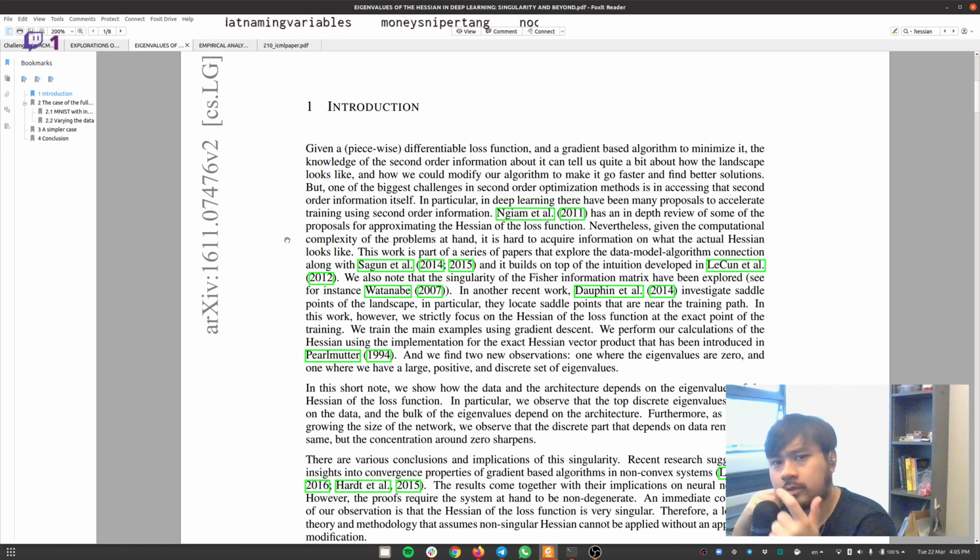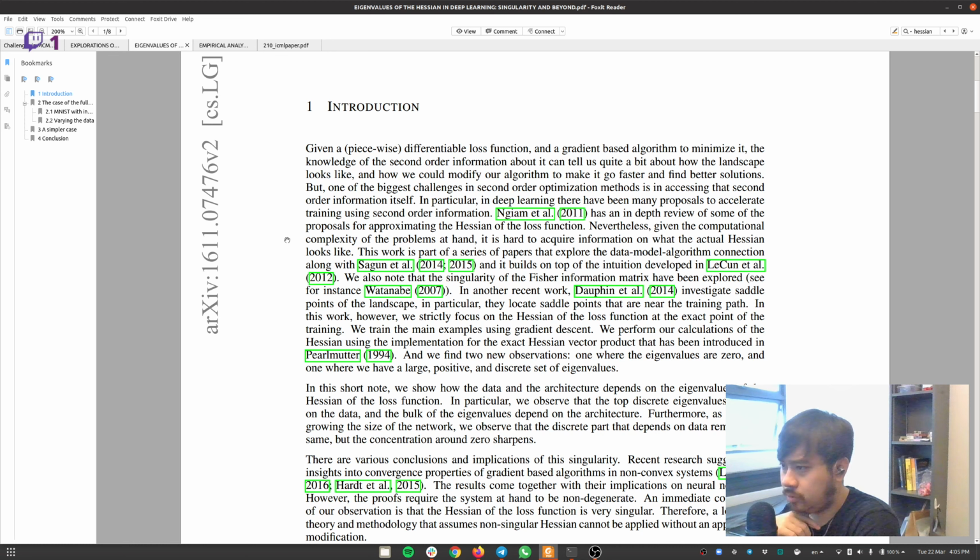Nevertheless, I figured in this work it might be important for me to get a very good approximation of the Hessian so that I can argue using it. But okay, we'll see. I know it's a hard thing to do, or rather, it could be super expensive. Given the computational complexity, it's hard to acquire information on what the actual Hessian looks like. This is part of the intuition. We also know that singularity of the Hessian has been explored. They locate saddle points that are near the training path.